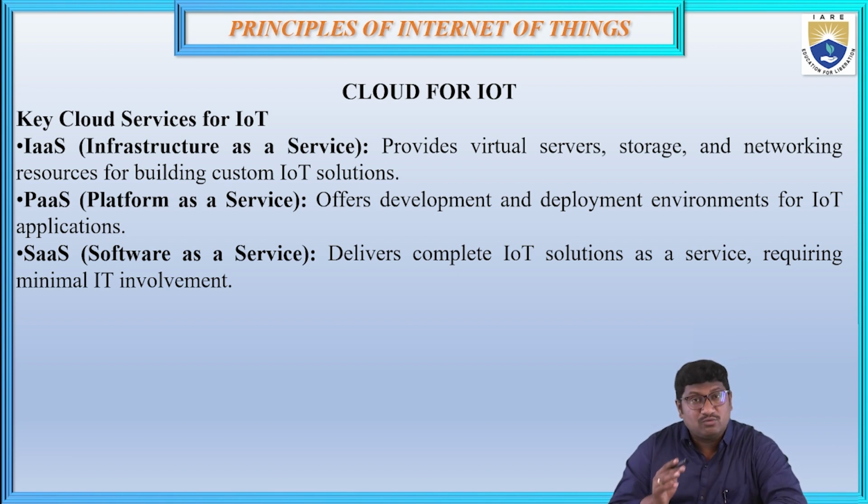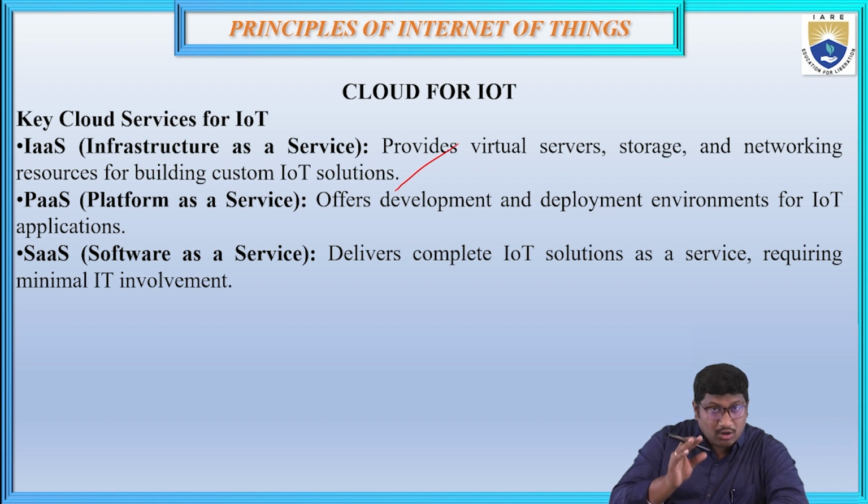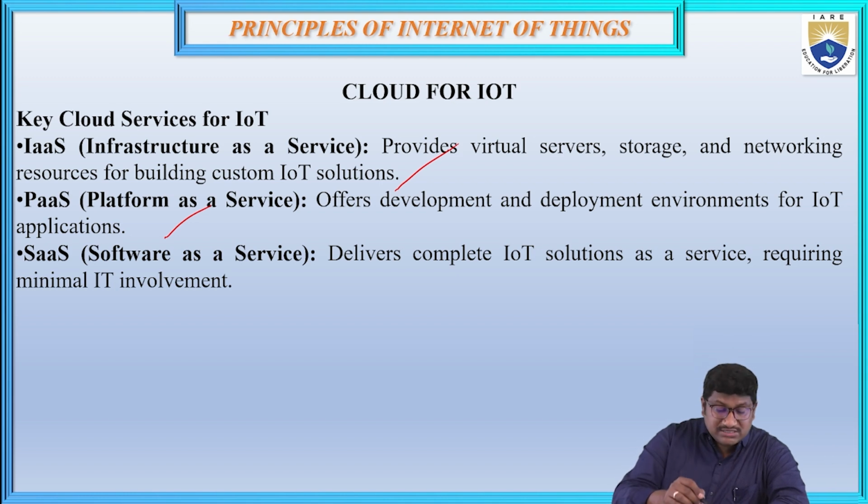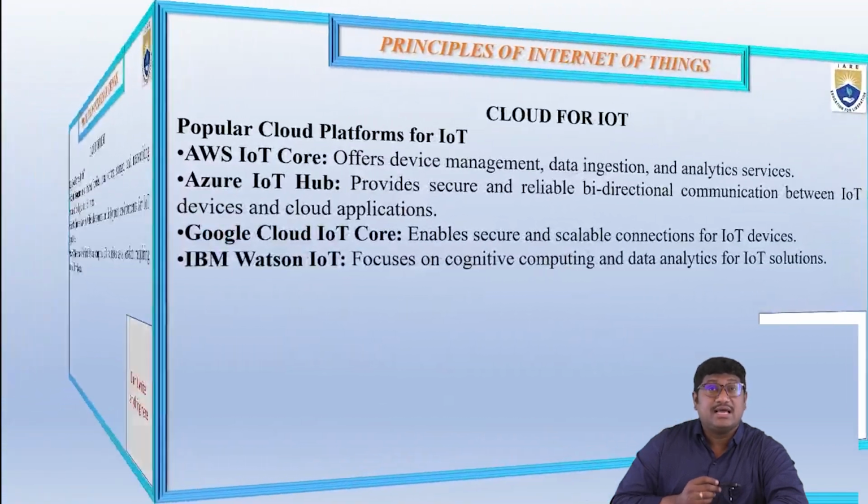IaaS, which provides virtual servers, storage, and network resources for building customized IoT solutions. And coming to platform as a service, it offers both development and deployment environments for IoT applications. And coming to SaaS, software as a service, which delivers a complete IoT solution as a service, which requires minimal IoT involvement. These are the three major key cloud services which are provided.